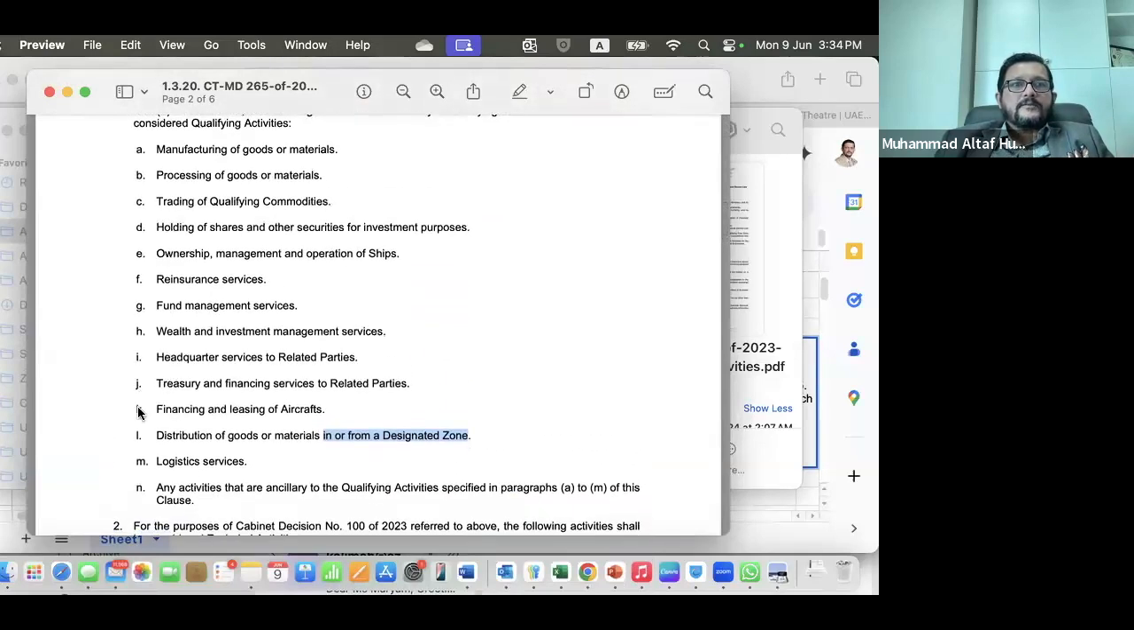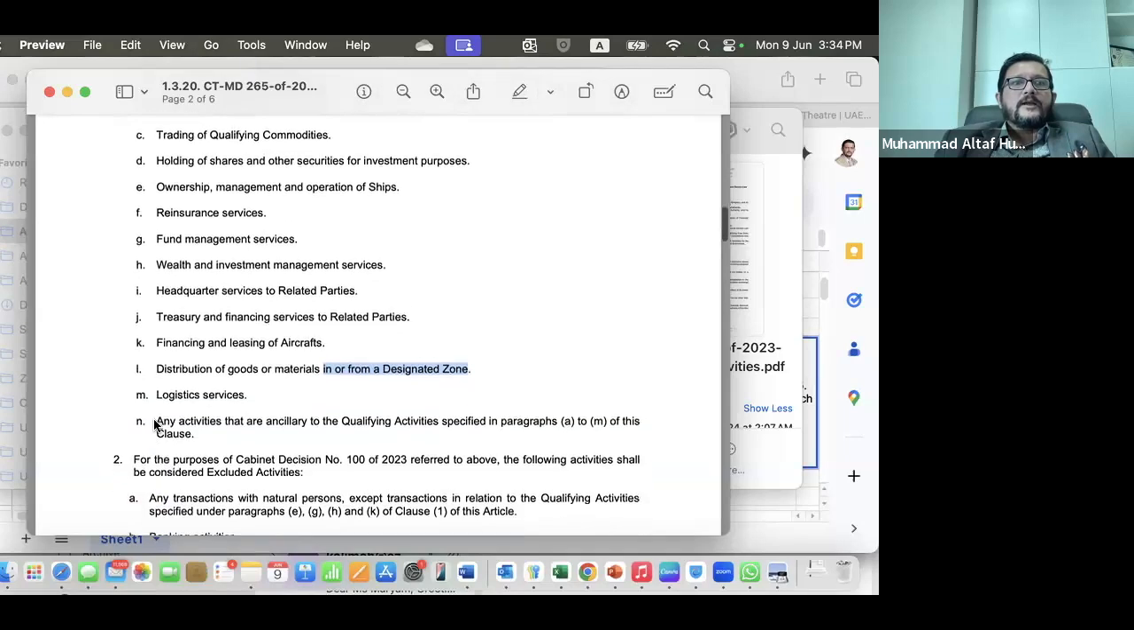A to J is 10, so 14. 13 or 14 was 14. So until J10, so 1, 2, 3, 4, total 14. The interesting part, which people ignore, is this N, ancillary activity, right?